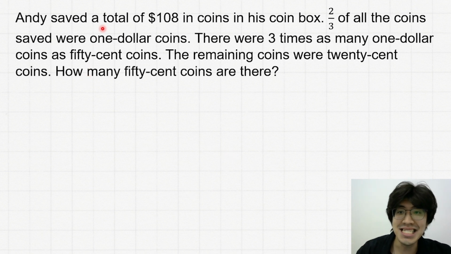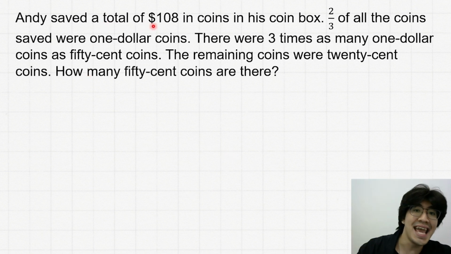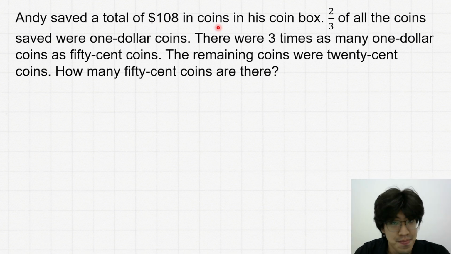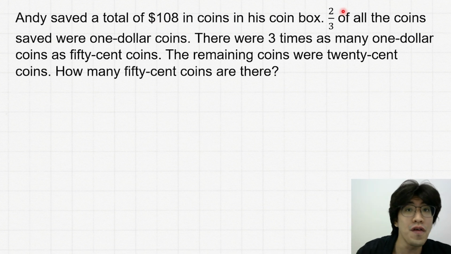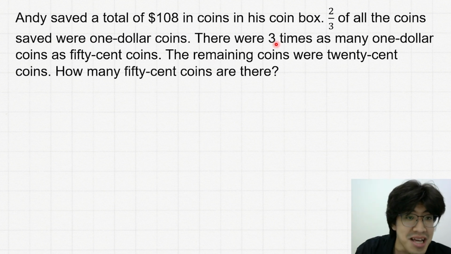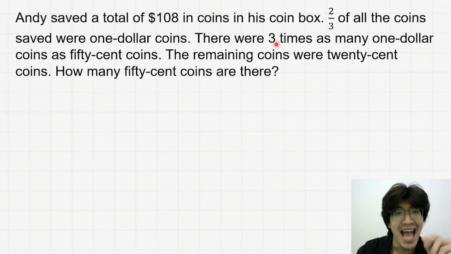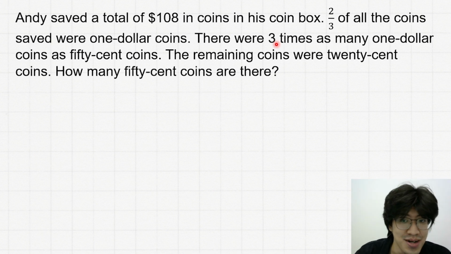So Andy saves a total of $108 in coins in his coin box. 2/3 of all the coins saved were $1 coins. There were three times as many $1 coins as 50-cent coins. The remaining coins were all 20-cent coins. So how many 50-cent coins are there?